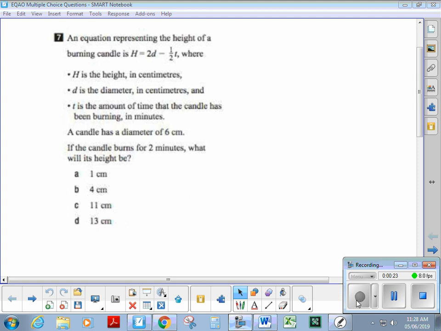An equation representing the height of a burning candle is given by that equation there, h equals 2d minus 1/2 t. So where it tells you all this information, h is the height in centimeters, d is the diameter, and t is the amount of time. So it tells you the candle has a diameter of 6. If the candle burns for 2 minutes, what will its height be? All right, so pause the video now. Please work that out on the whiteboards and show it to the teacher.